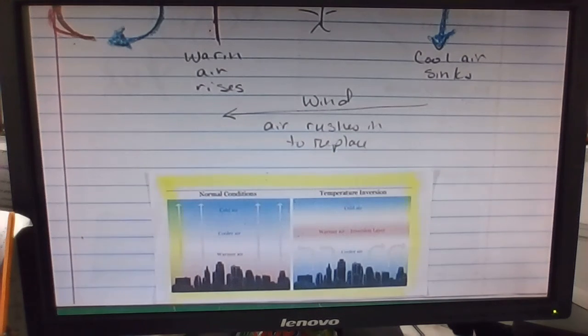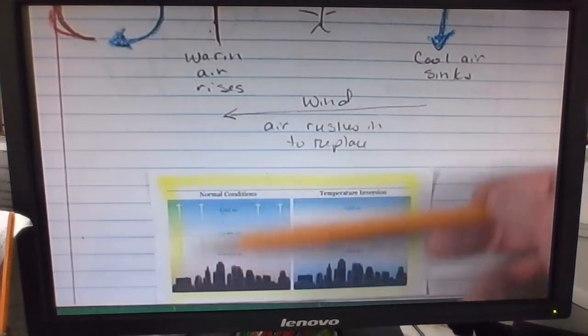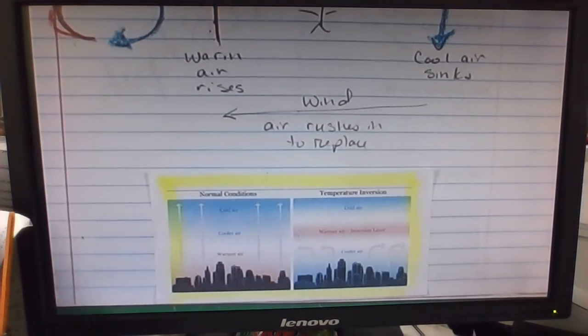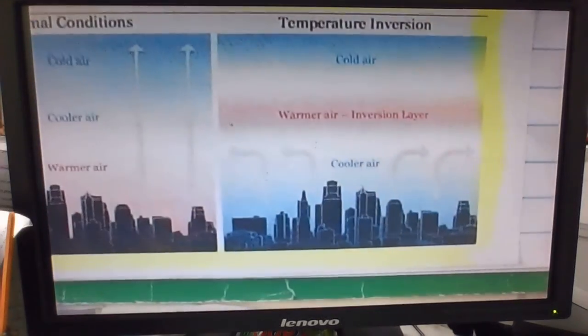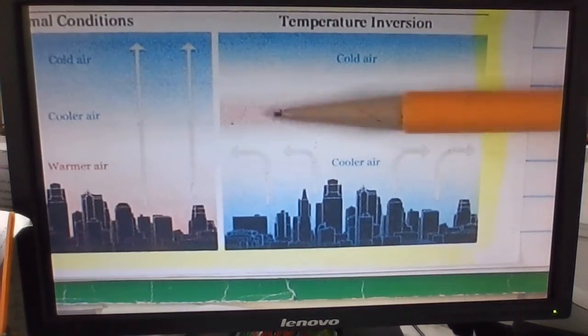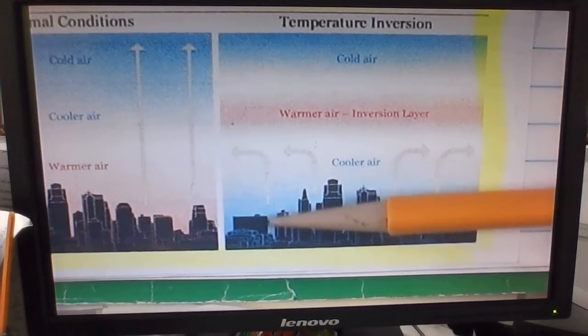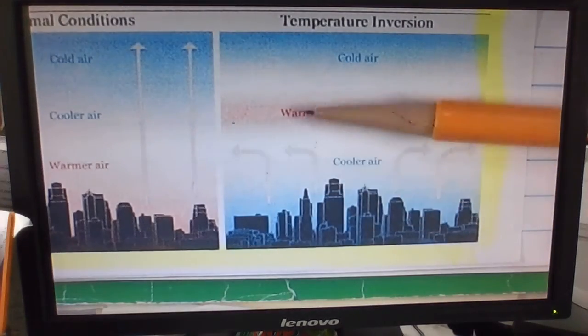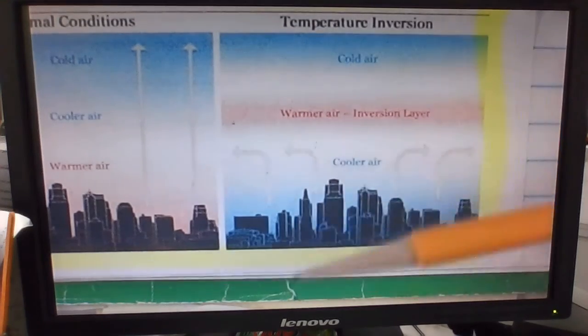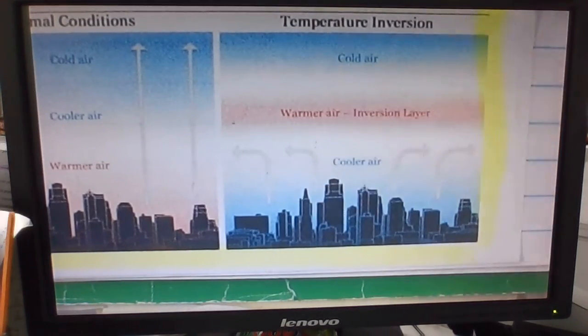Normal conditions, it's showing how that warm air continues to rise in the atmosphere. But when we have that temperature inversion, we have a layer of warmer air that's in between, and so the warm air can rise until it hits that warmer area, and now all of a sudden it's not less dense than that, it doesn't have a different density, so it can't keep rising up in the atmosphere.